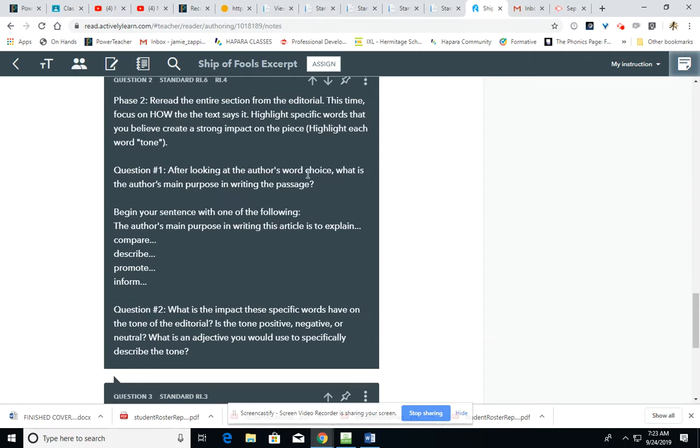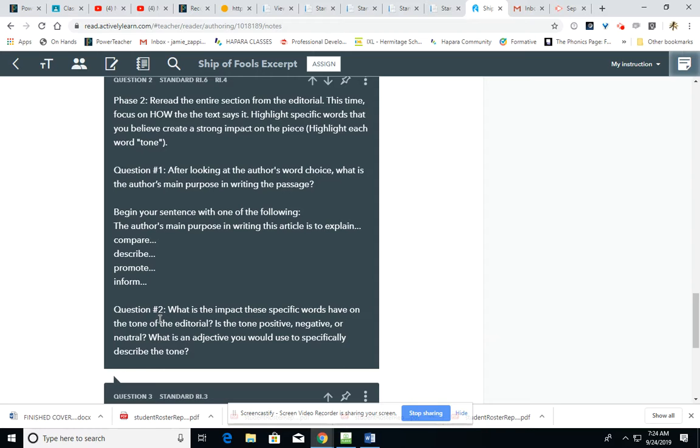After looking at the author's word choice, what's the author's main purpose in writing the passage? Remember, make sure you begin that statement with "The author's main purpose in writing this article is to" either explain, compare, describe, promote, or inform. After you decide that and get that answer filled in, do not press submit.